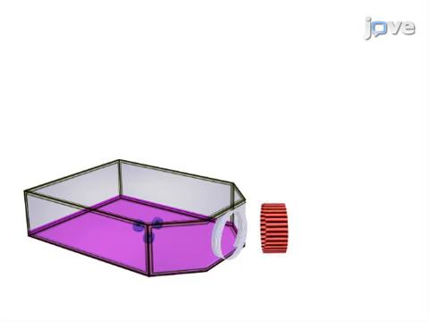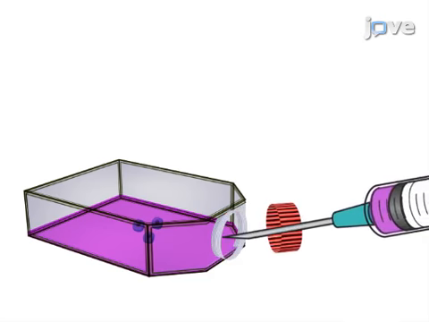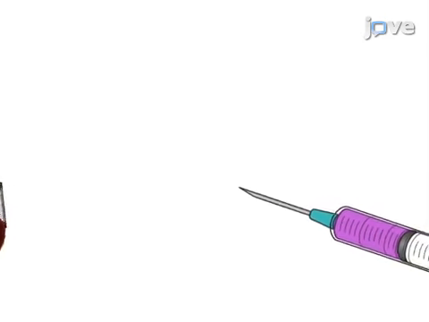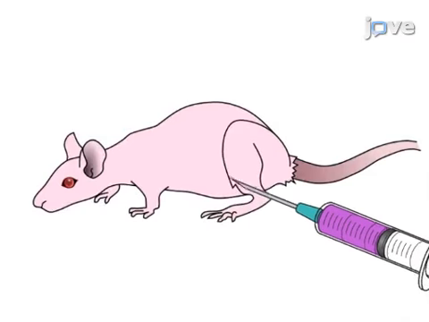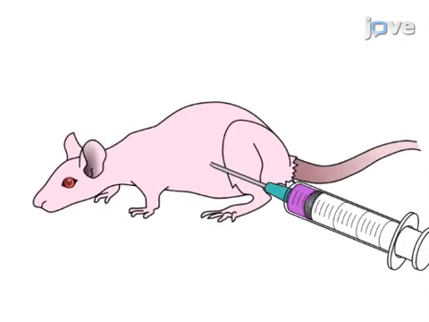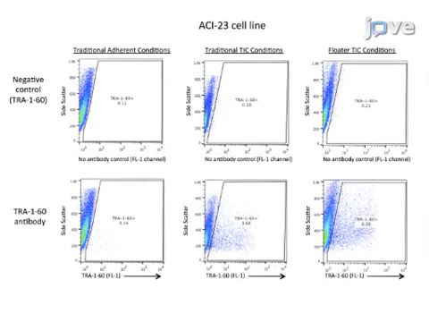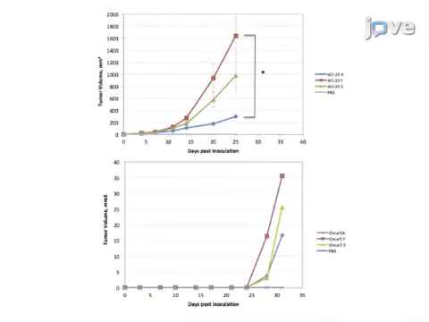Next, cells from the cultures that are most highly enriched for tumor-initiating cell markers are subcutaneously injected into immunocompromised mice to verify the tumorigenicity of the cultures. Ultimately, flow cytometry and subcutaneous xenograft models can be used to determine the culture conditions that elicit the highest percentage of ovarian cancer tumor-initiating cells.